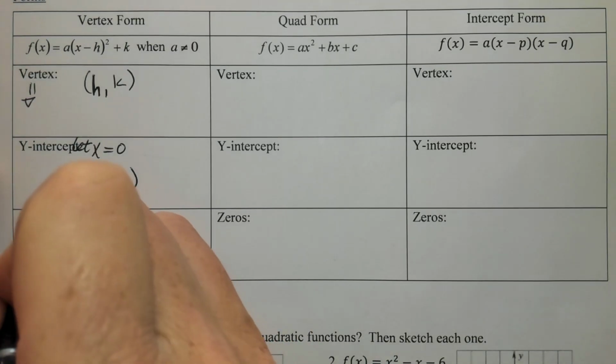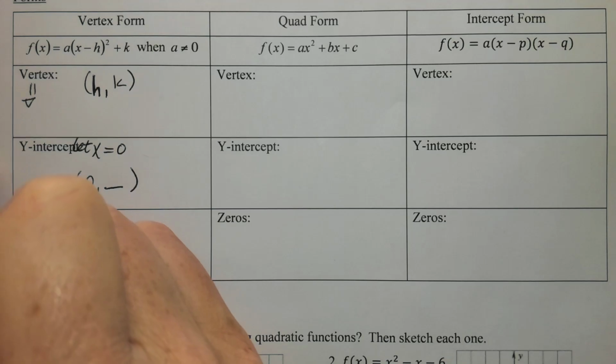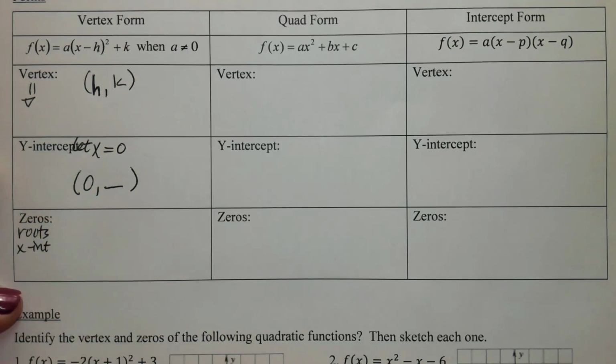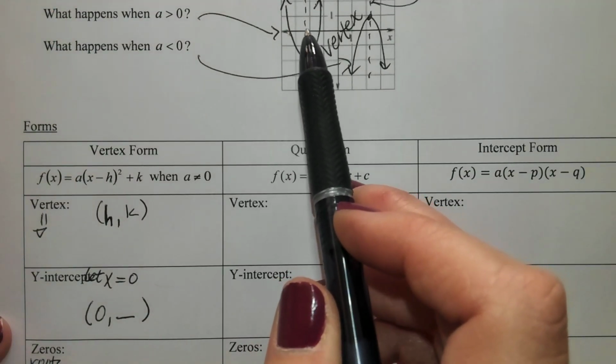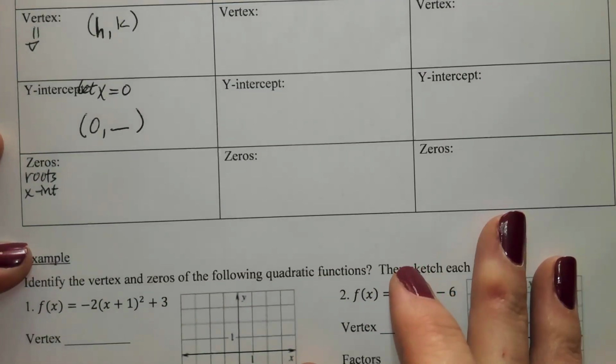The zeros for this one, they're also called roots, and they are also called x-intercepts. Any of those, they all kind of mean the same thing, and they're just talking about the places where the parabola hits the x-axis. So like, where it hits the x-axis, that's what we're looking for.